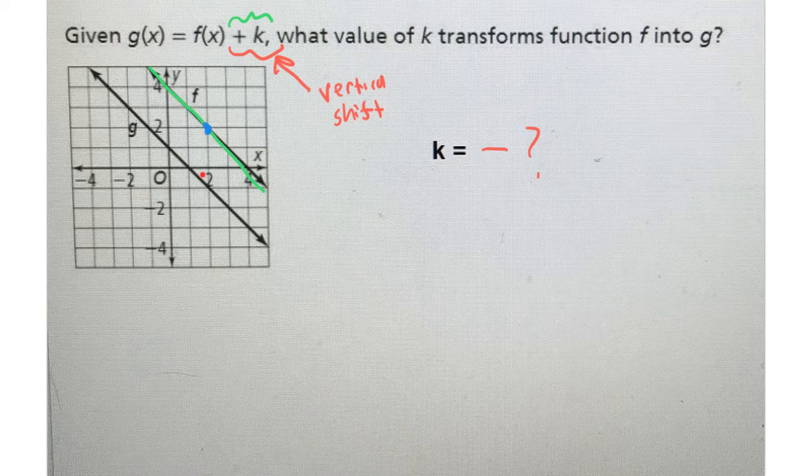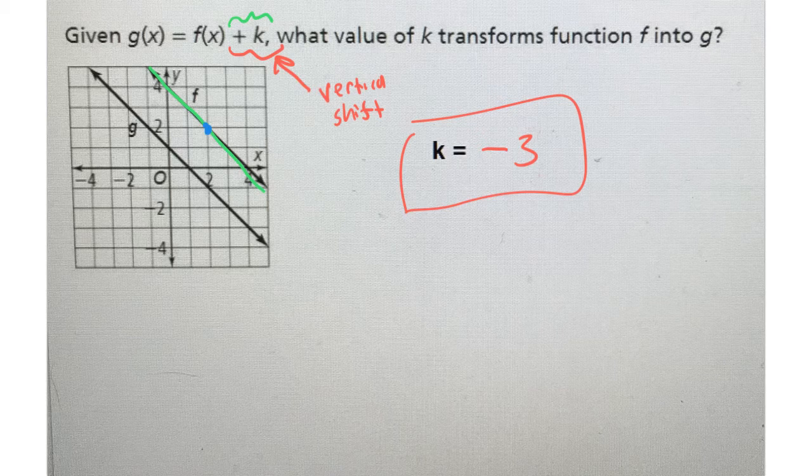How many units did it go down? Well, it went 1, 2, 3 units down. So it will be negative 3, negative 3. Erasing this is annoying because my eraser is small, but that's fine. So negative 3. Boom. Done.